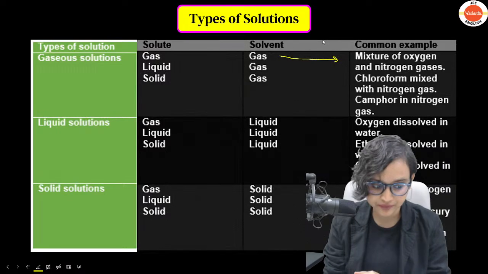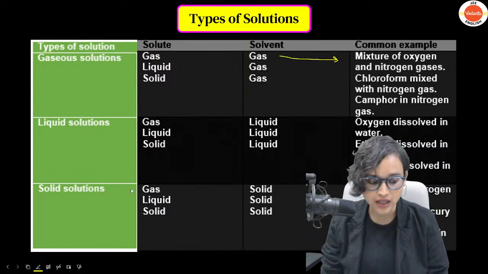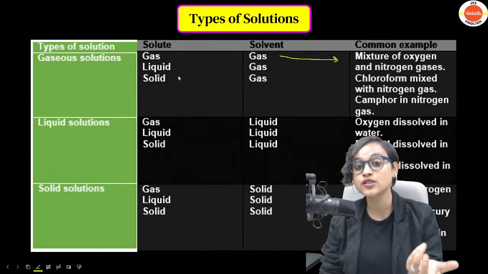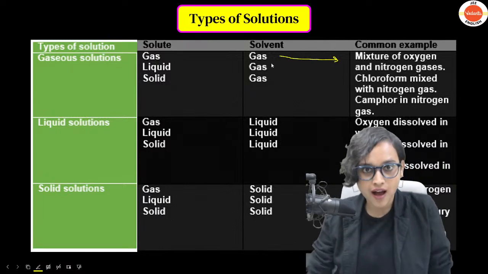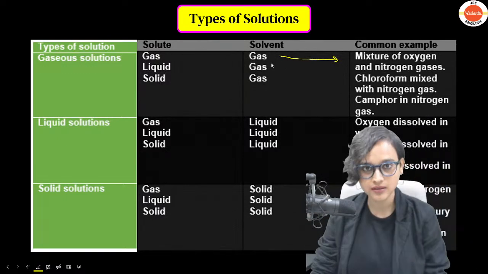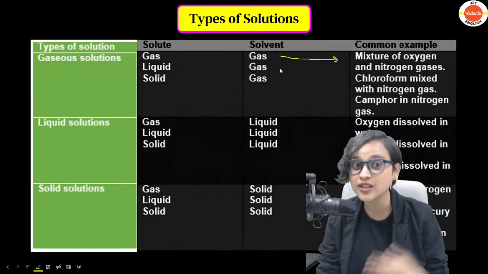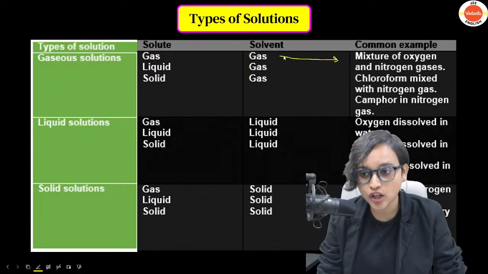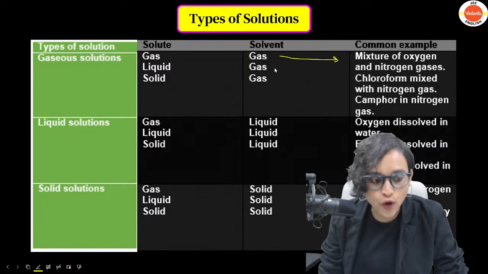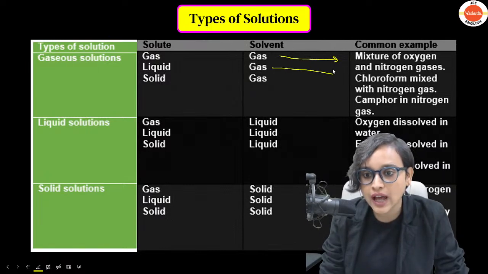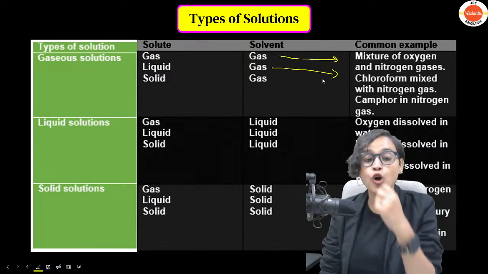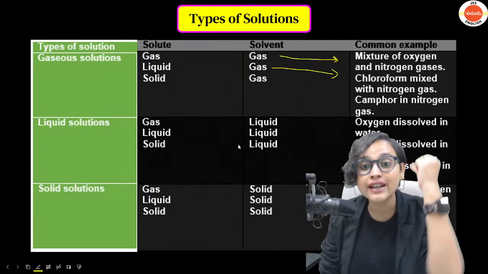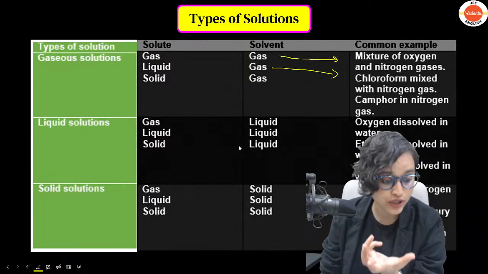Makes sense, right? Okay. Now, what if the liquid is the solute and gas is the solvent? Have you seen somebody kidnapping someone in the movies? How they put some chloroform and the person becomes unconscious. So chloroform mixed with nitrogen gas is a common example of liquid in gas. Chloroform is the liquid solute, and the solvent is nitrogen gas.